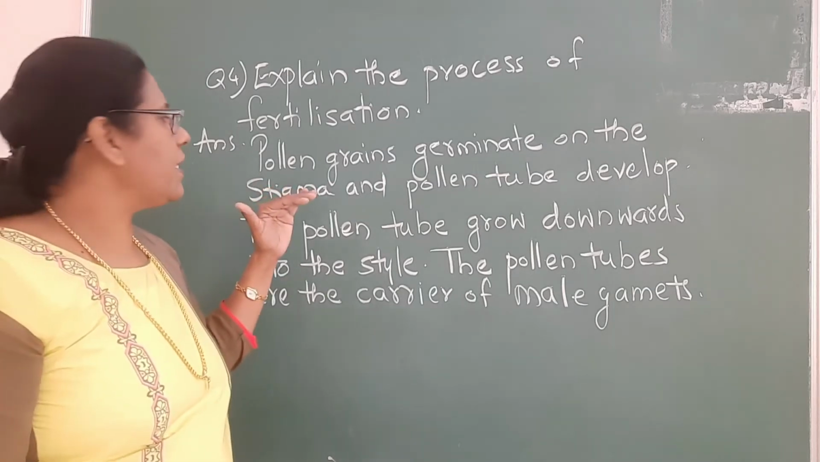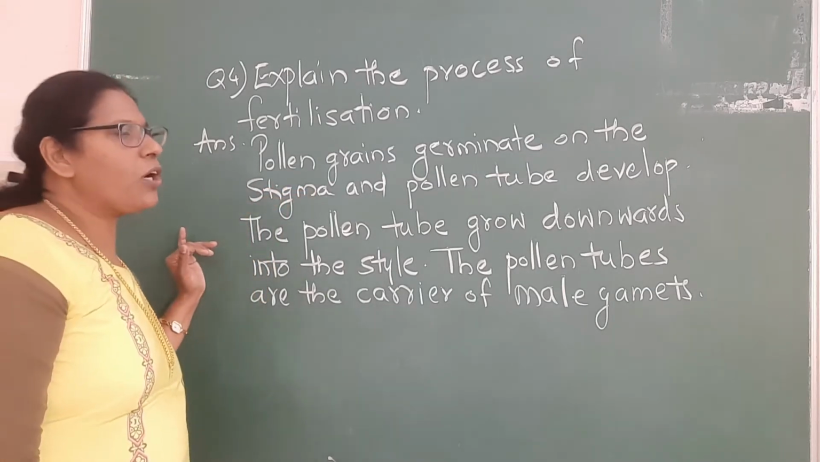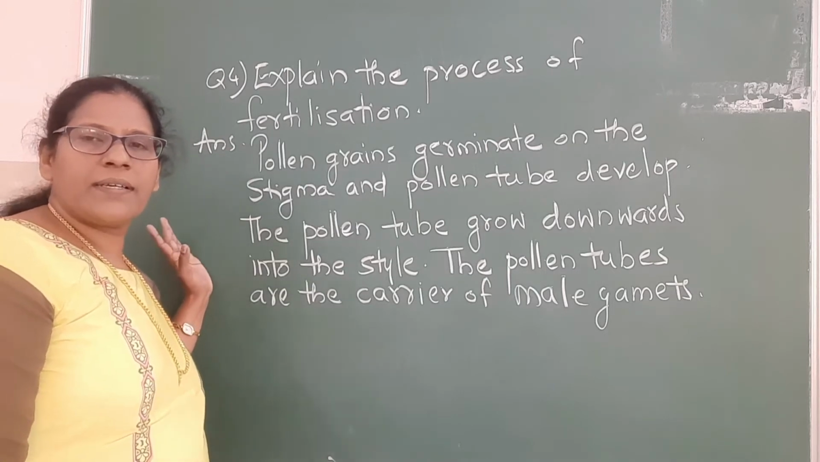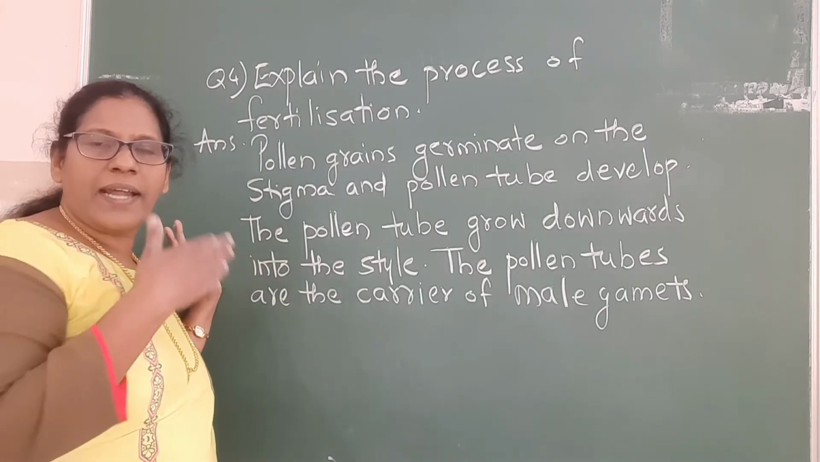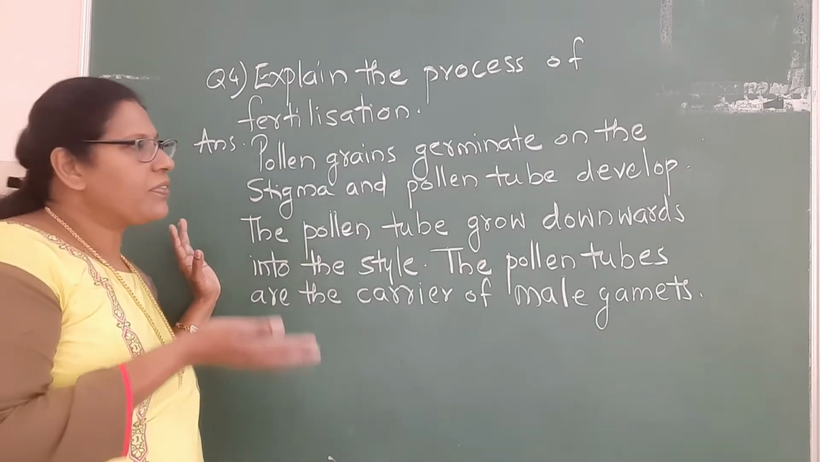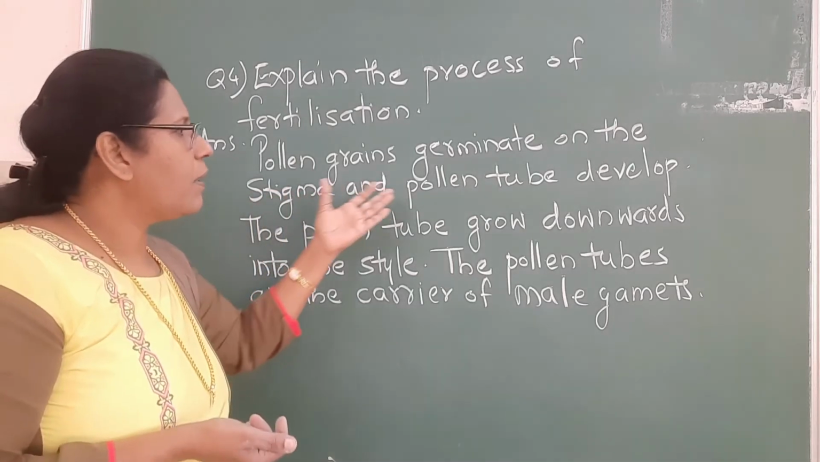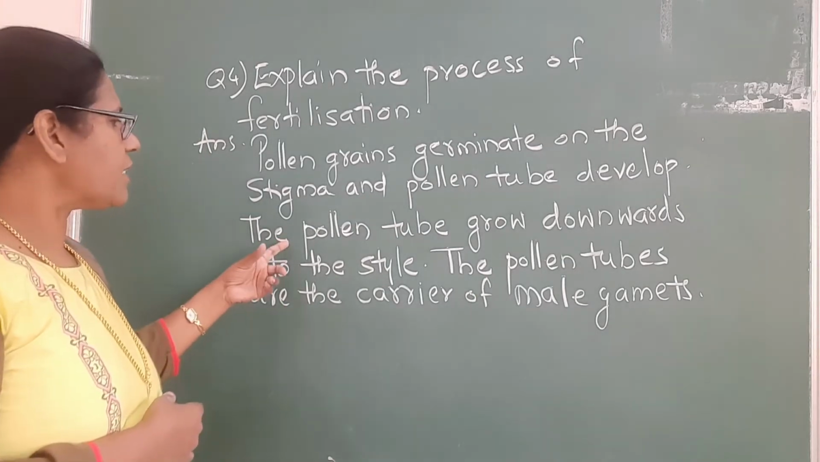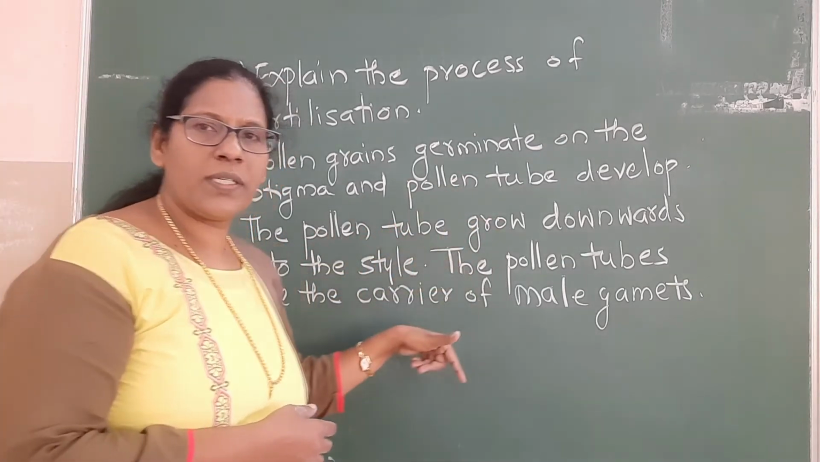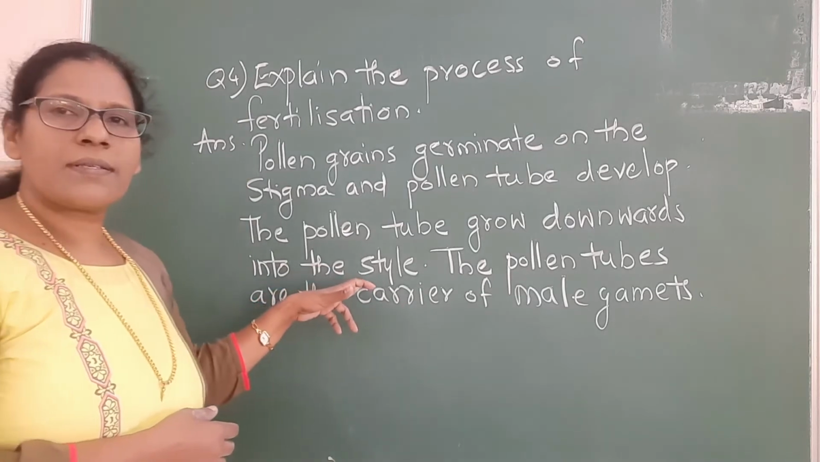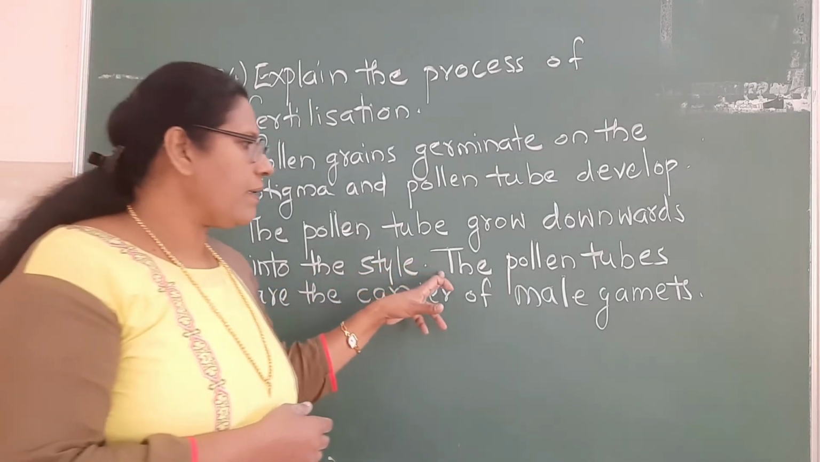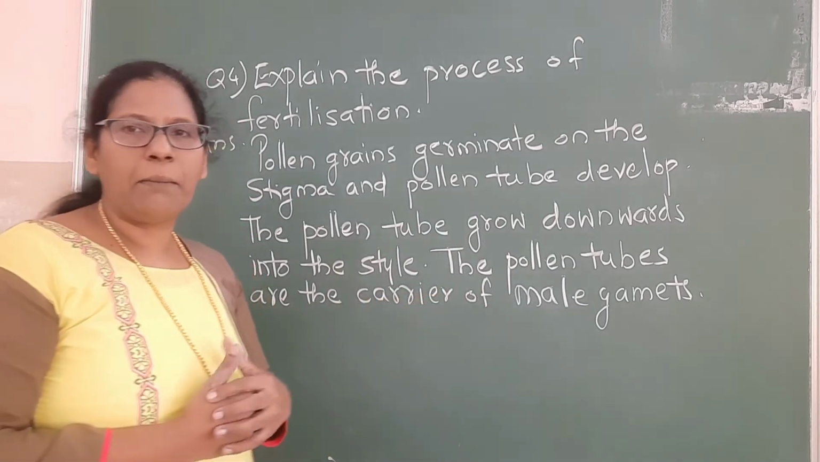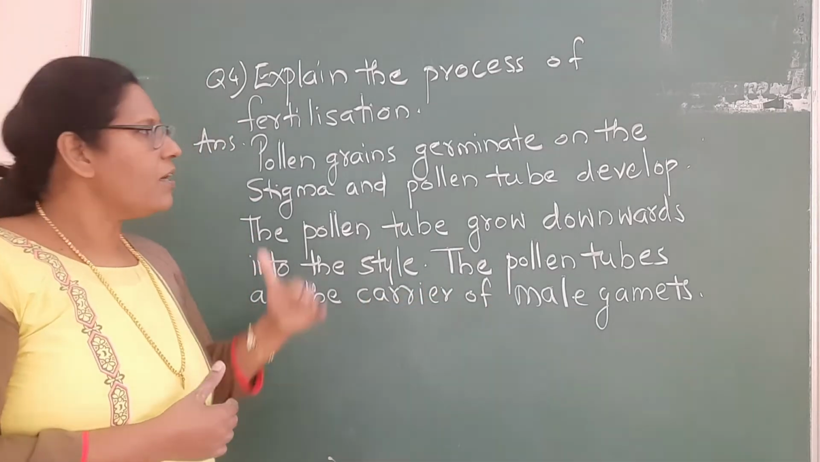Pollen grains germinate on the stigma and pollen tubes develop. Okay, pollen grains, once transferred to the stigma, then what happens? Pollen tubes develop. And these pollen tubes grow downwards into the style. Then the pollen tubes carry the male gametes. That is the first step.